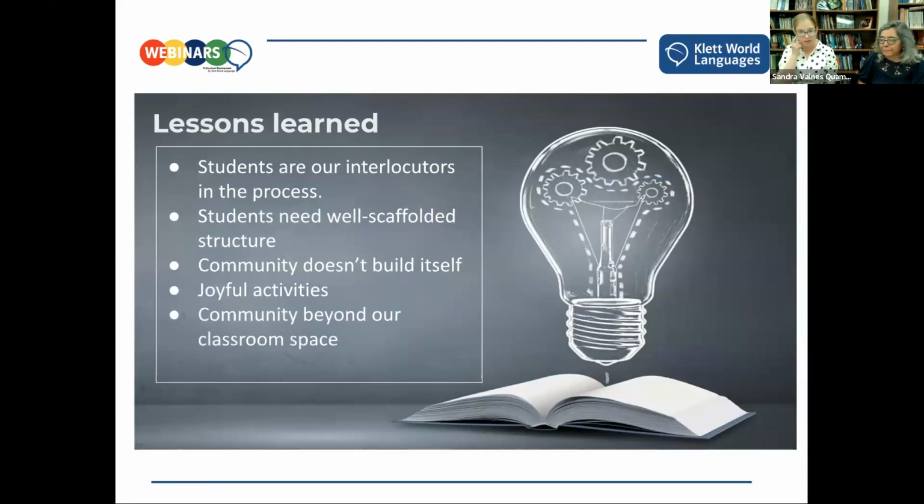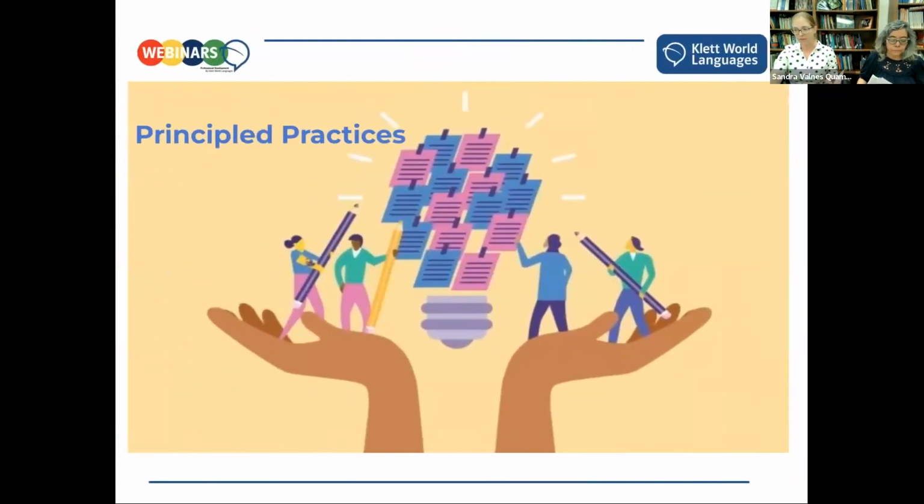The final lesson that we'll mention here before we move on to the principled practices that we developed from these lessons was the idea of community beyond our classroom space. Because fostering multilingual communities of practice was such an integral part of the work that we engaged in during our Translanguaging Fridays, we learned that it was equally important to expand these communities beyond the classroom space. We'll talk more about what this meant in practice during our pilot course, and also what we look ahead to for ways in which we'd like to build upon this idea going forward.